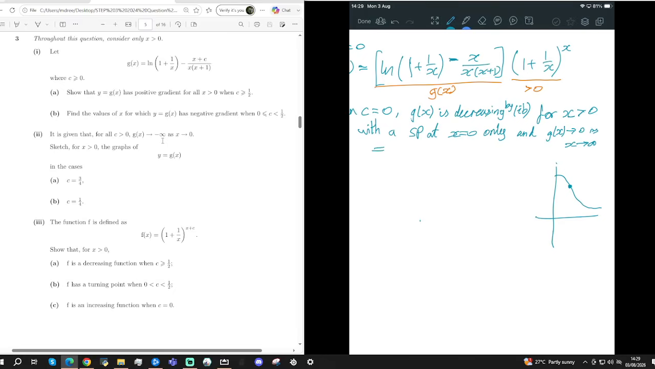So this implies that g of x is greater than 0 for x greater than 0, which means that f dashed of x is greater than 0 for x greater than 0, i.e. f of x is increasing.